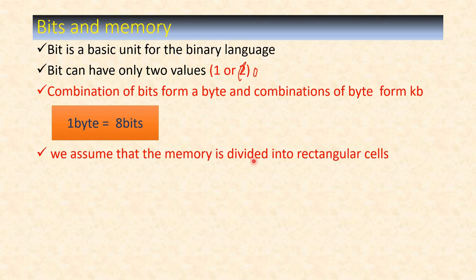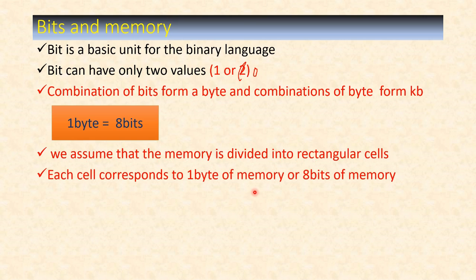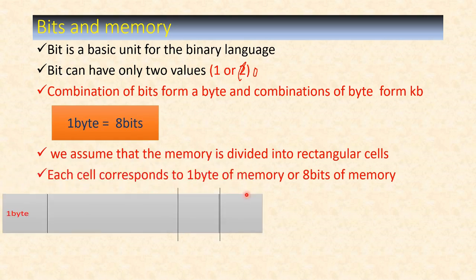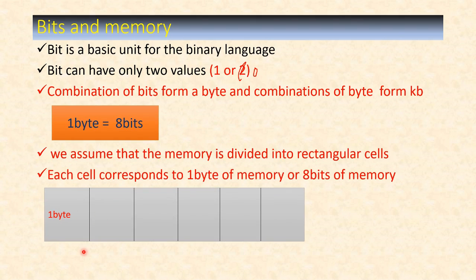So we assume that the RAM is divided into rectangular cells, and each cell corresponds to 1 byte of memory or 8 bits of memory. Here you can see this is RAM, or a part of memory, and it is divided into various rectangular cells, and each cell corresponds to 1 byte. That means this cell has a memory corresponding to 1 byte, and we know that 1 byte equals 8 bits, so it can store 8 bits.